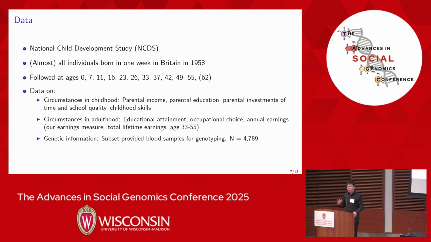For example, we are not able to exactly apply the within-sibling GWAS, and we have to apply the population GWAS. That's a limitation of the sample size. But be that as it may, we have a bunch of measures during the childhood period, and a bunch of measures during the adult period. That's why we can have those channels in the model to quantify their relative importance.